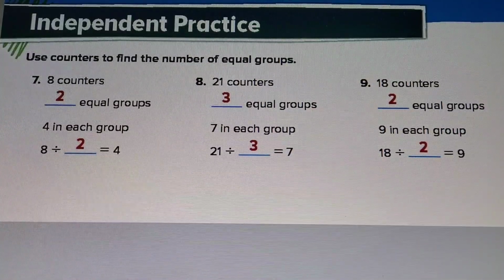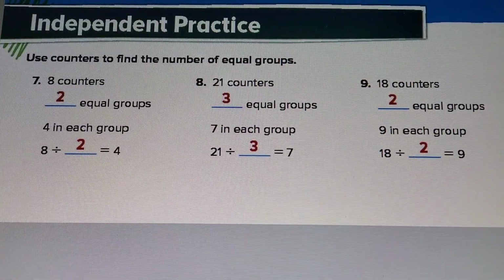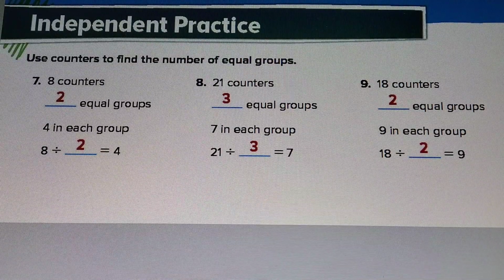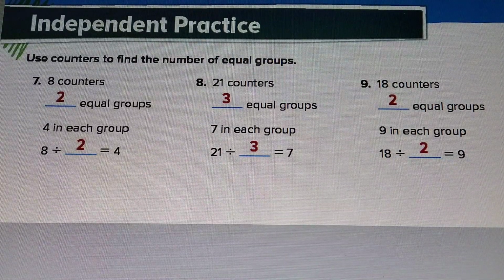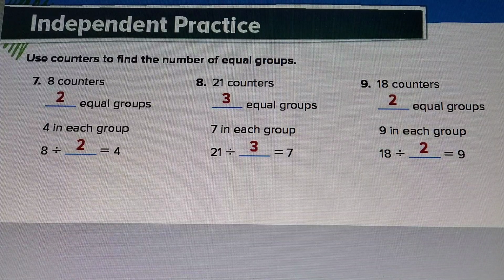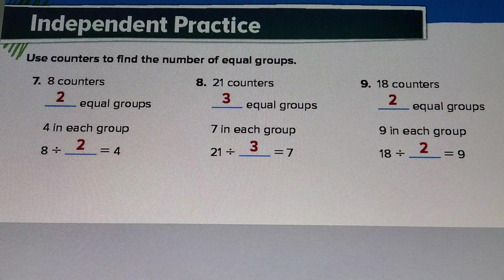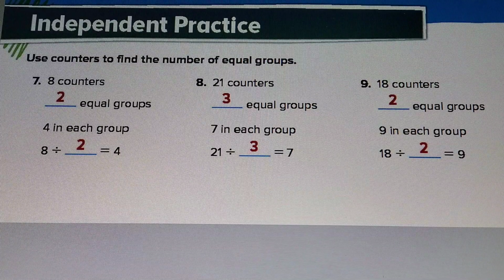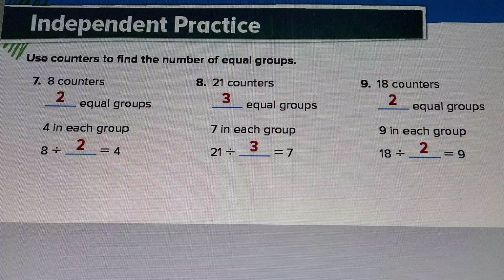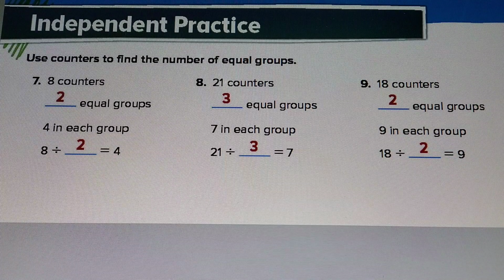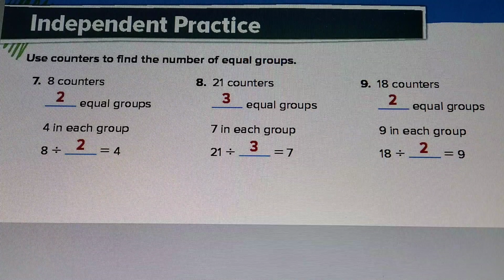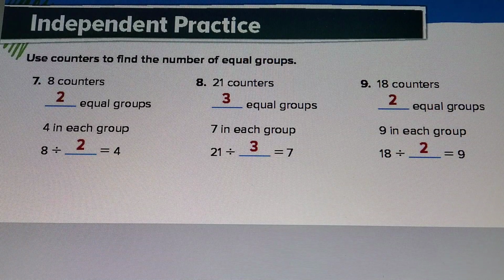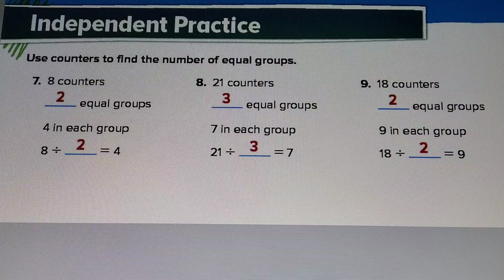So on number 7, when you made groups with 4 in each group, you would have 2 equal groups. So 8 divided by 2 equals 4. On number 8, when you had 21 counters and you put 7 in each group, you would have 3 groups. So 21 divided by 3 equals 7. And number 9, you would have 18 counters. You put 9 in each group. When you put 9 in each group, you have 2 equal groups. So 18 divided by 2 equals 9.